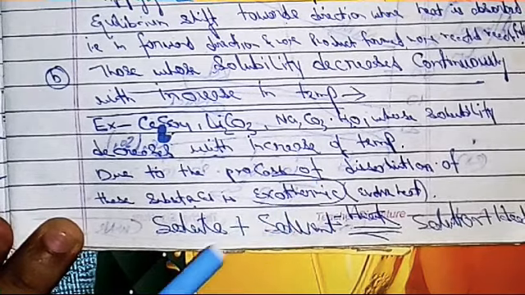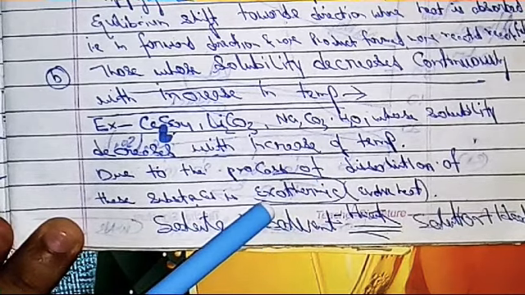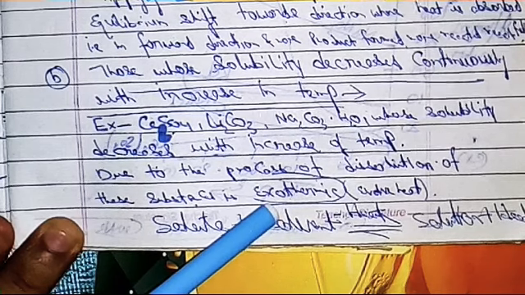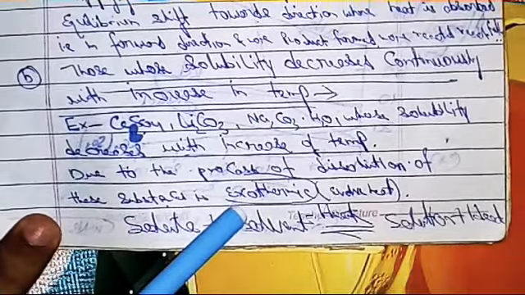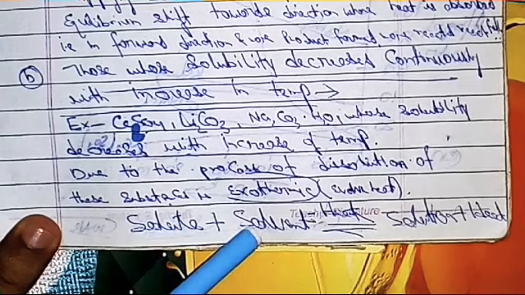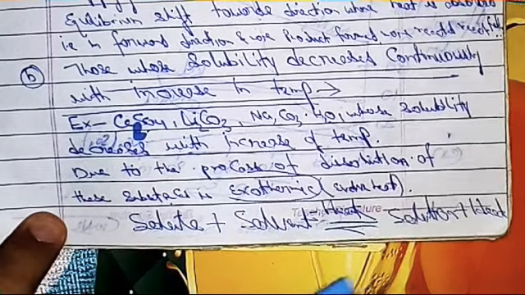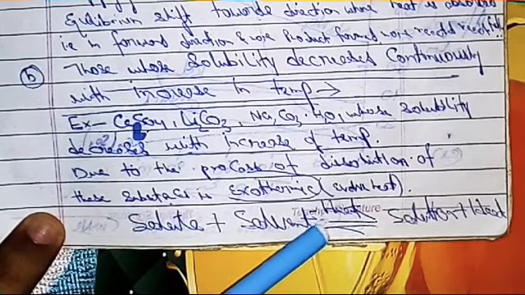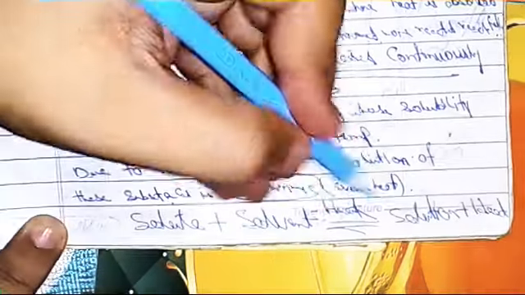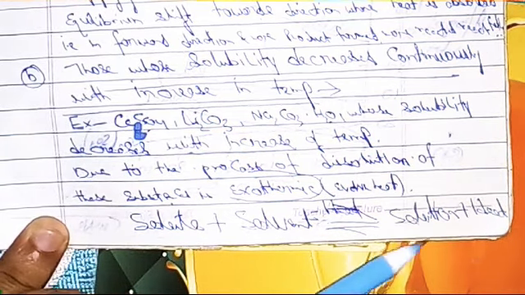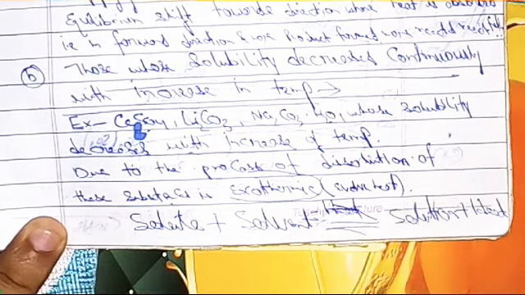Why? The dissolution of these substances is exothermic. No heat is required; they are already releasing the heat. So if the temperature is increased, the process gets reversed. So in this process heat is itself produced. We do not need to give the heat. The sign shown here, I think, is not correct. So solute plus solvent gives solution plus heat. That is the correct equation.